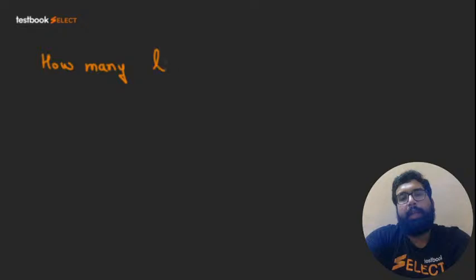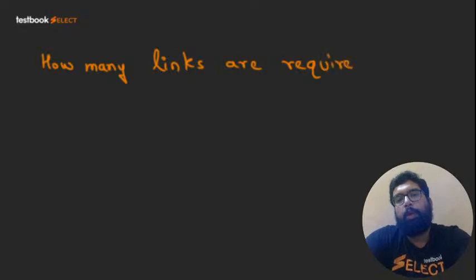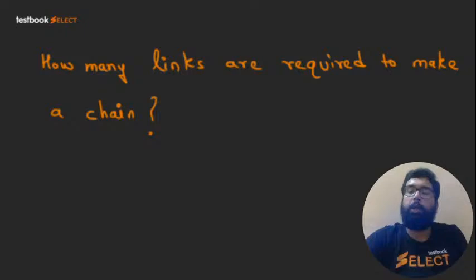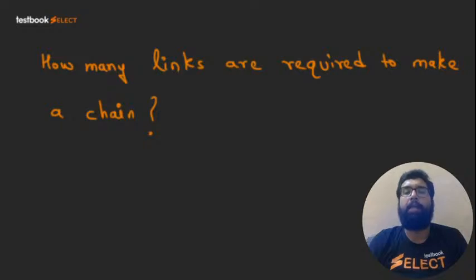Now, I want to ask you something. How many links are required to make a chain? Not a kinematic chain, any chain. Okay, kinematic chain is also a chain. If you remember, I defined the kinematic chain previously. I told you that for a chain, the first link should be connected to the last link. And for that to be a kinematic chain, the motion between the links or elements of the mechanism or the chain should be constrained. Agree or not?